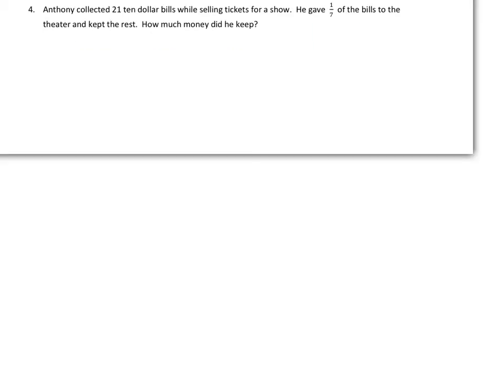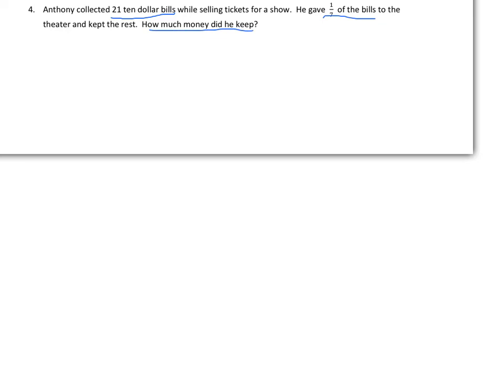Question number 4 says, Anthony collected 21 $10 bills while selling tickets for a show. He gave 1/7 of the bills to the theater and kept the rest. How much money did he keep? Let's go through and underline the important information in this problem. First, we know that he collected 21 $10 bills while selling tickets for the show. He gave 1/7 of the bills to the theater and kept the rest. And we need to figure out how much money did he keep.